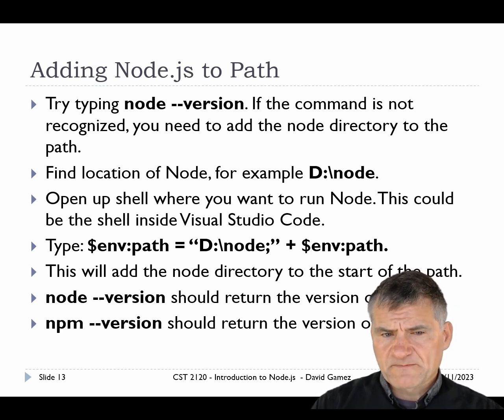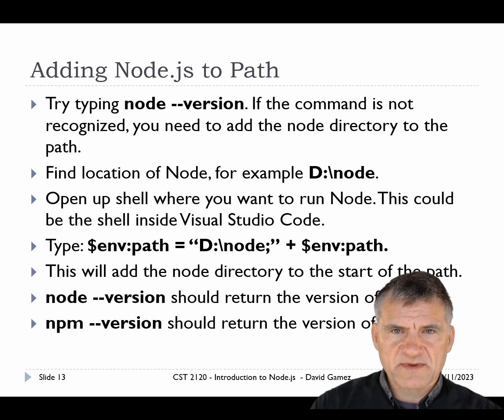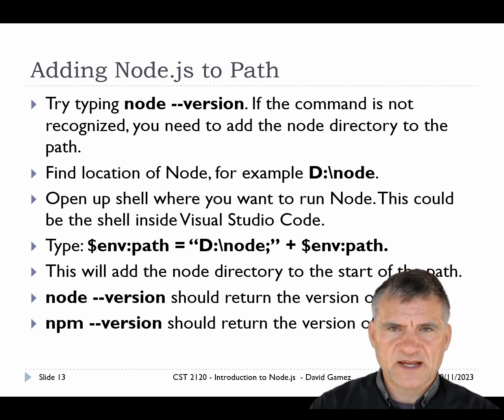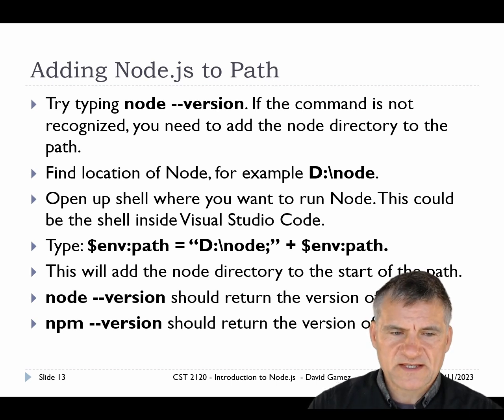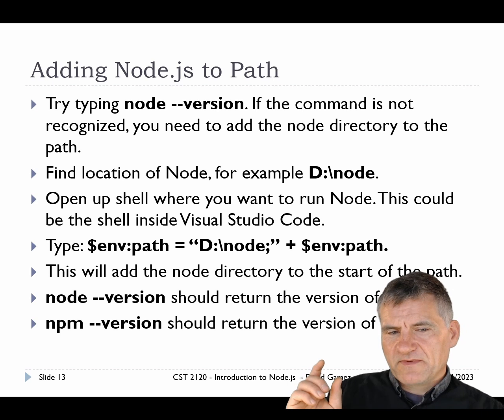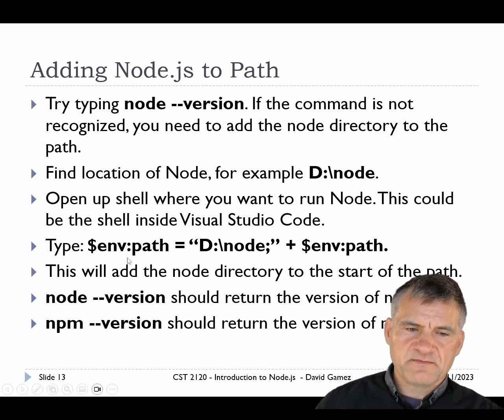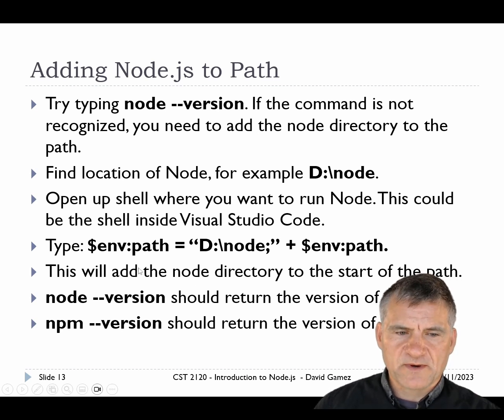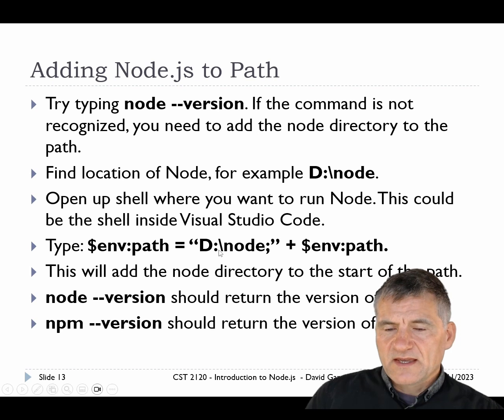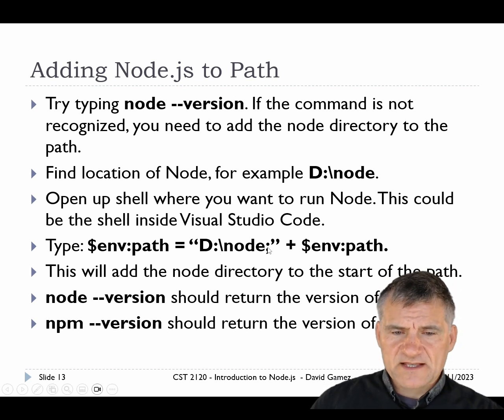Find where it is, open up the shell. Probably this is going to be the shell inside Visual Studio Code. I don't recommend just trying to use VS Code or WebStorm, one of these IDEs. Then you can edit the path. The path in Windows is available as env path, and you can basically put this at the beginning of env path, and then it'll find it straight away. We'd normally add it at the end, but it's actually easier at the beginning, at least for this demo.